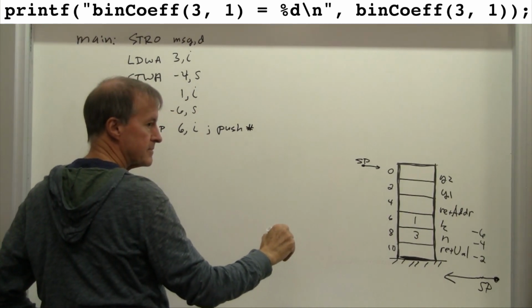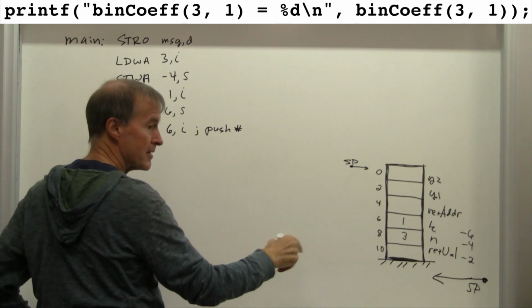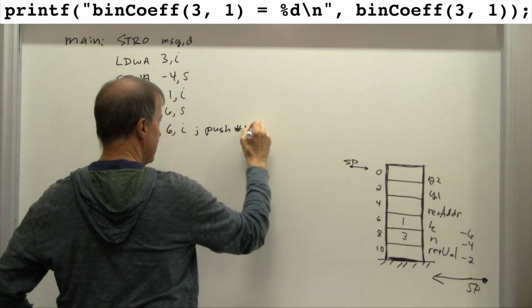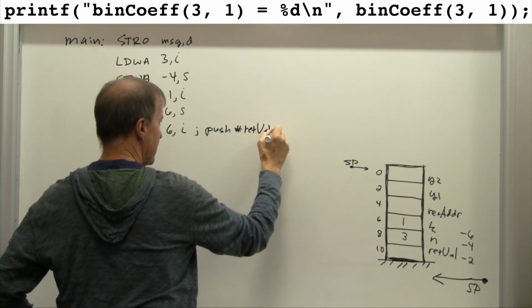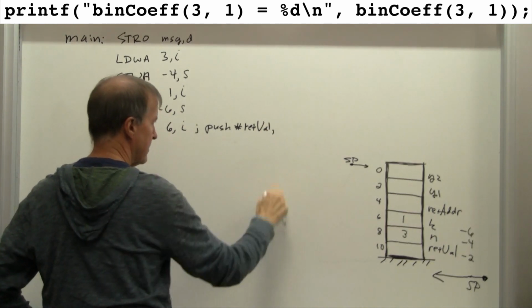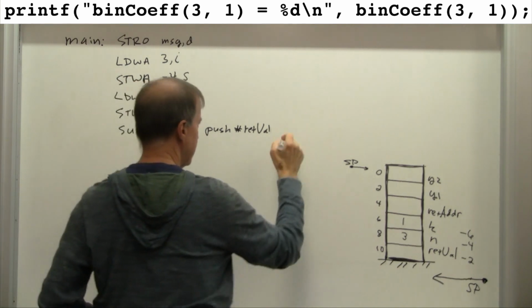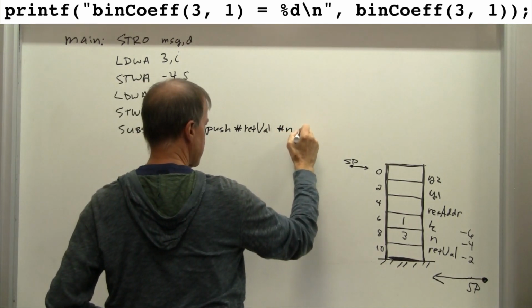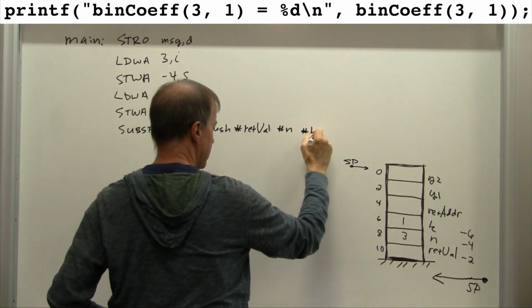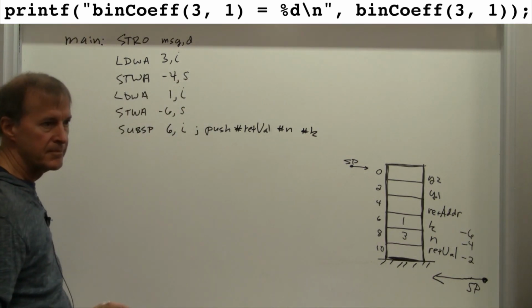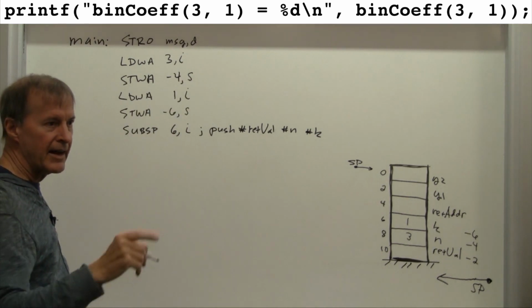Do you really write ret val? Yeah, you do. So ret val. And then what else? Hashtag ret val, hashtag N, and hashtag what? Okay. Is everybody clear on that? Okay. Now, next.